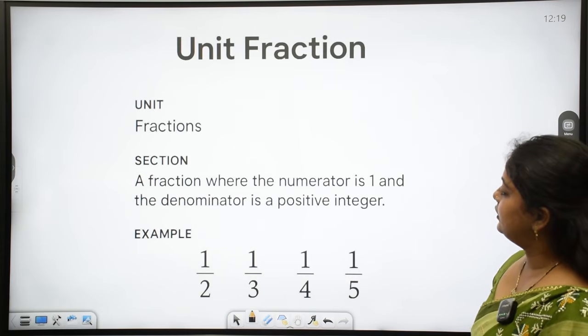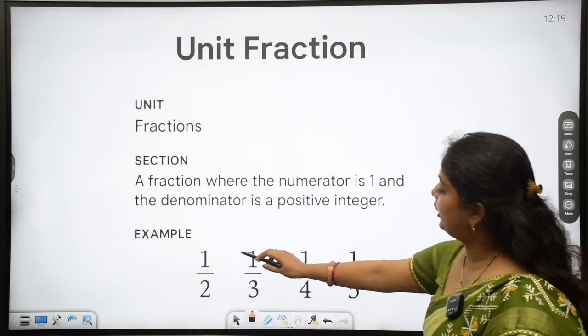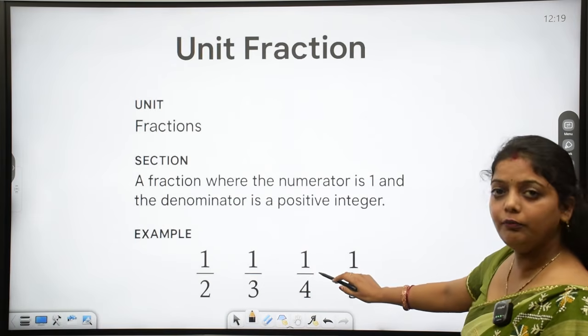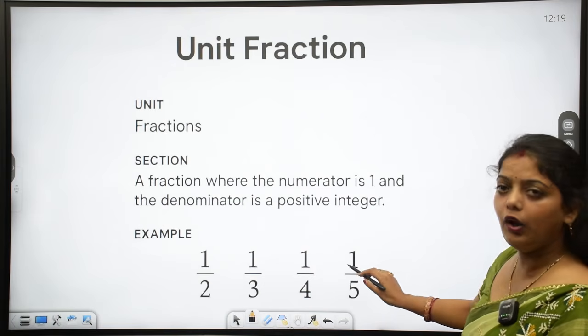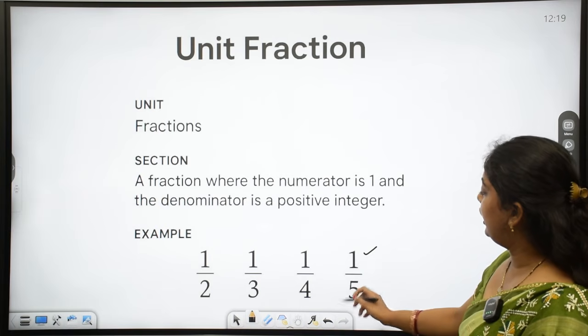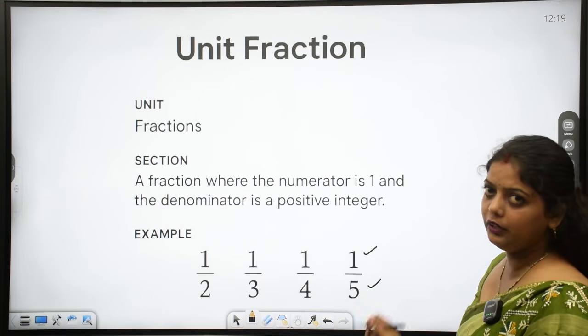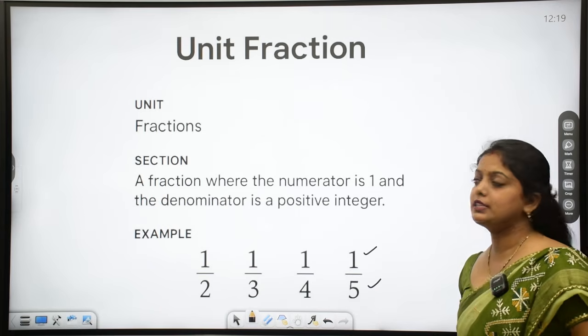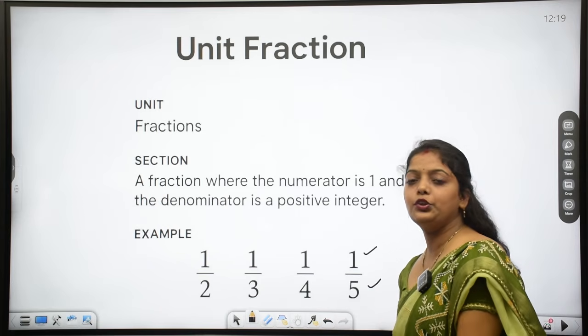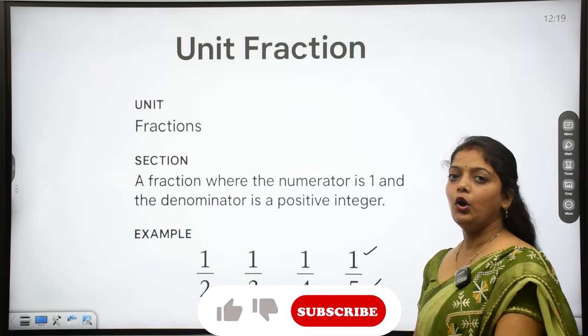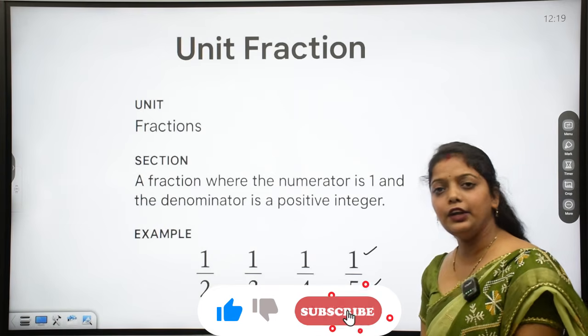We can see here examples 1 by 2, 1 by 3, 1 by 4 and 1 by 5. All have 1 as the numerator and a positive integer as the denominator. So this is called a unit fraction. Hope this is clear to you all.